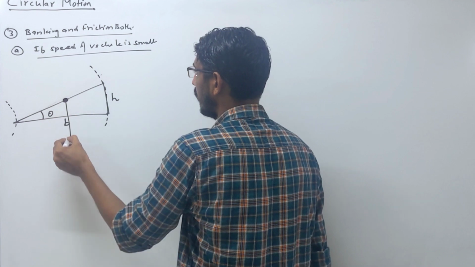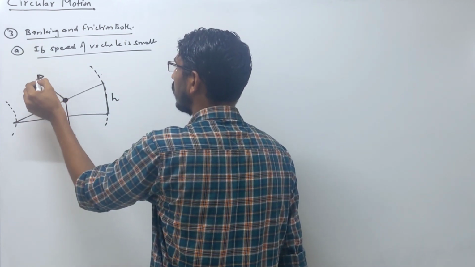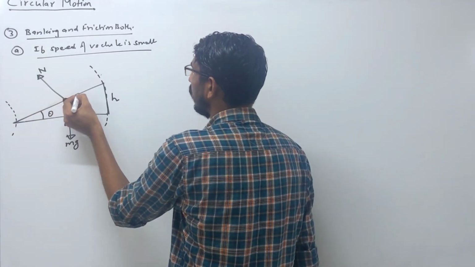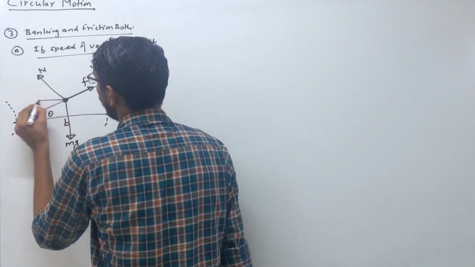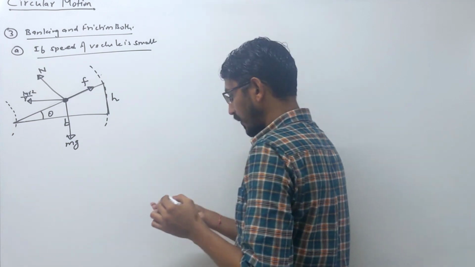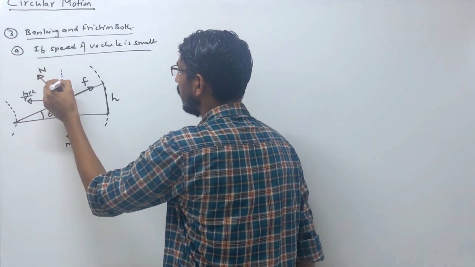Straight downward is your weight mg, correct? Perpendicular to the surface of the road is what? Your normal reaction N. Friction force will act outward along this direction, F, and the central force will be toward the center, that's what? mv square by r.